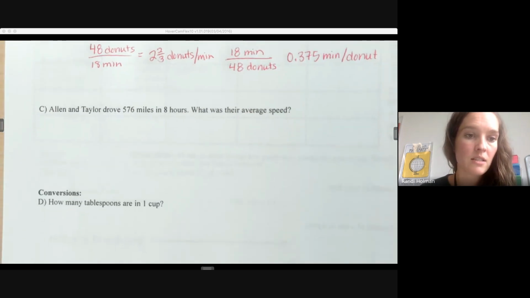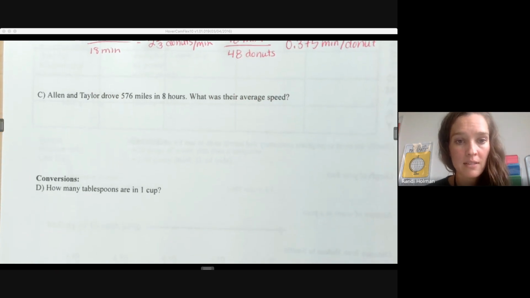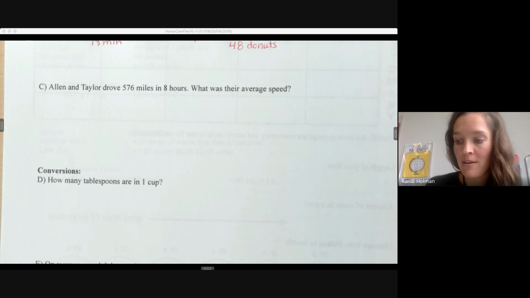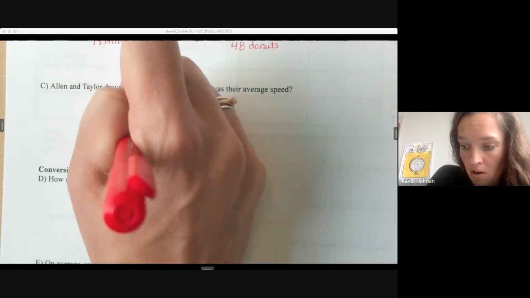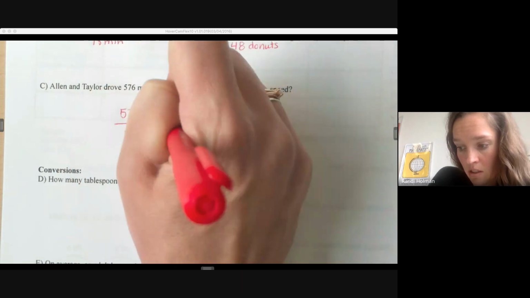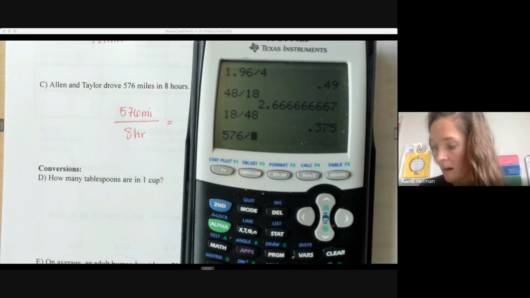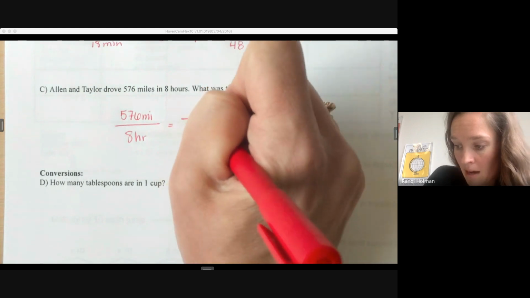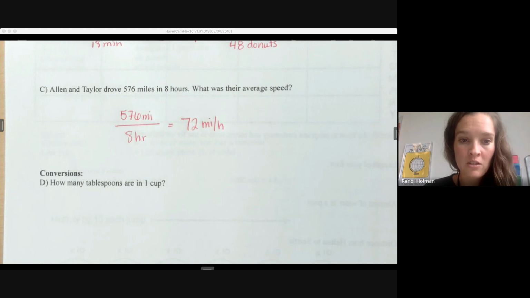The last one here, this is the common one. Alan and Taylor drove 576 miles in 8 hours. What was their average speed? So we know miles for 8 hours. We want to know miles per 1 hour. So if it's 576 miles per 8 hours, we're just going to divide 576 divided by 8, and we get that that's 72 miles per 1 hour. So that means on average they drove 72 miles per hour.